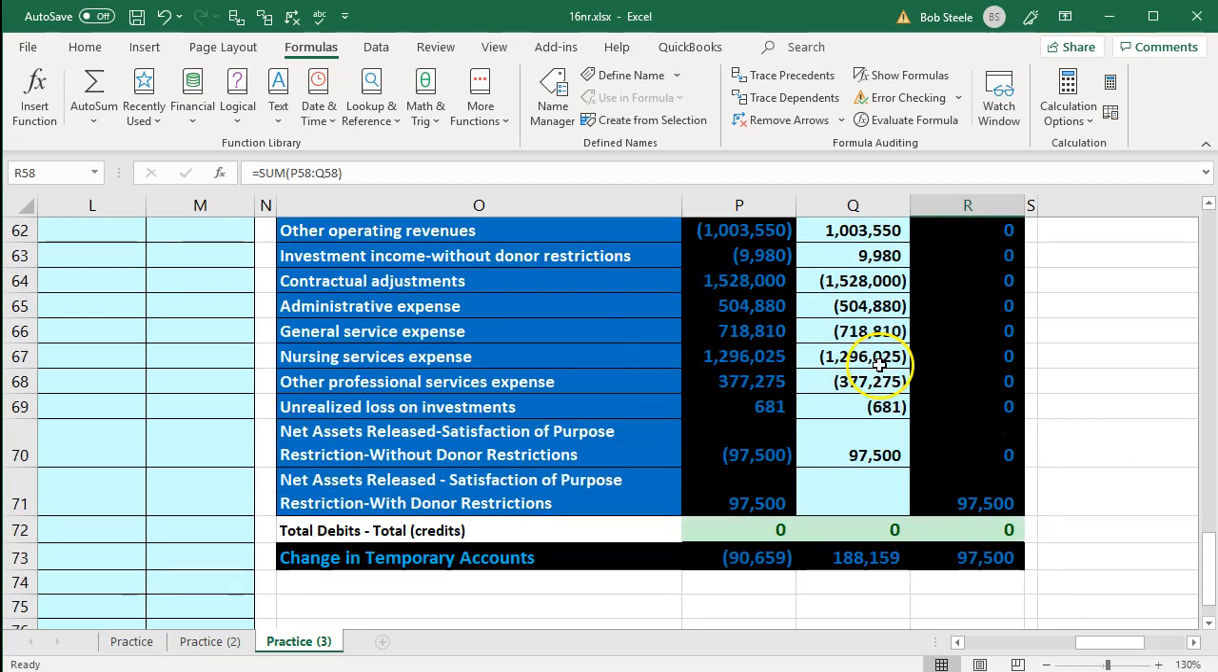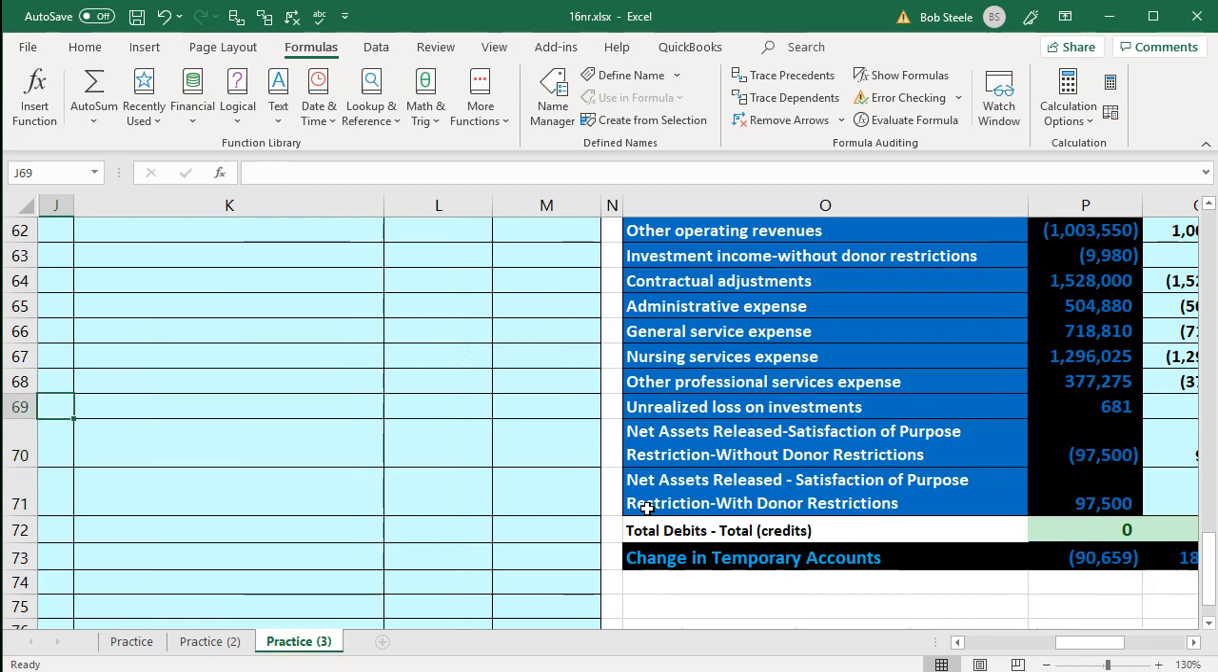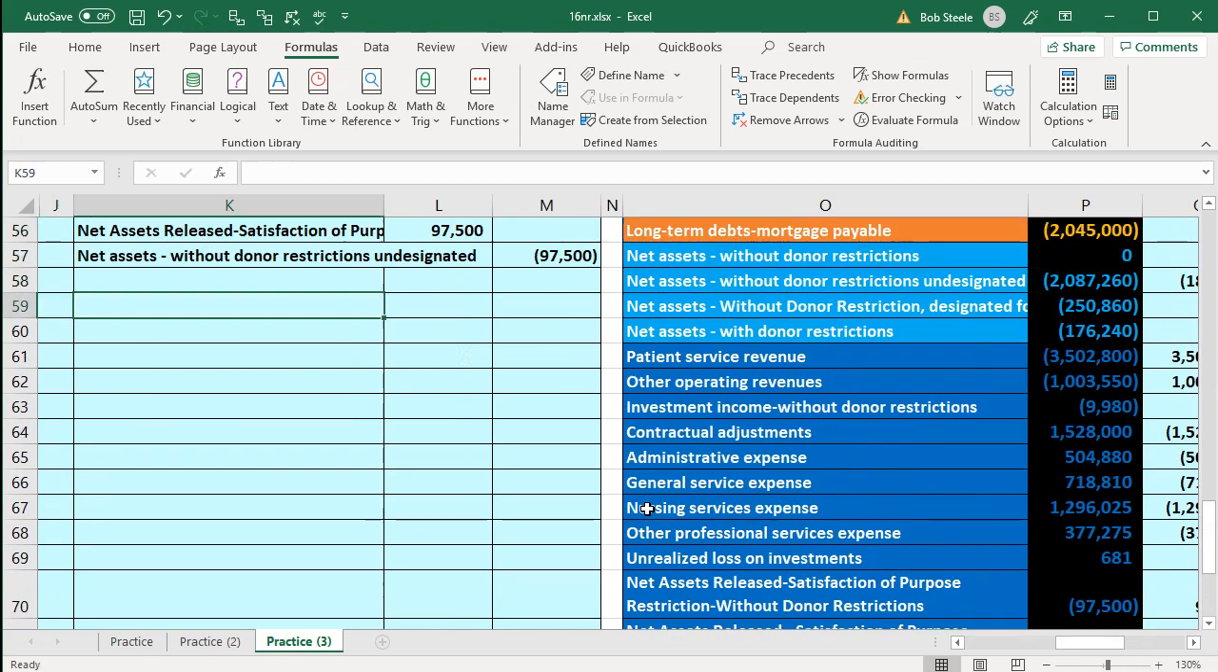So there we have that. We've closed that one out. This one's now closed. We now are back in balance. One more to go. We've got the net assets released, satisfaction purpose with donor restrictions. That's a debit balance. We need to credit it to make it go down to 0. So I'm going to scroll back up top. I'm going to make a new one, but I'm going to put this one on the bottom.